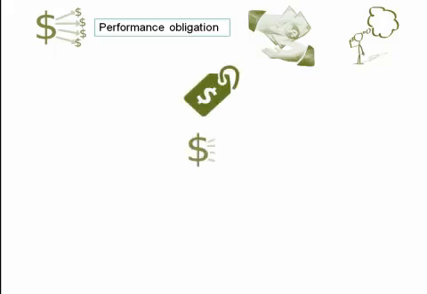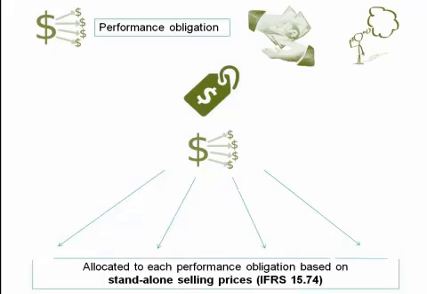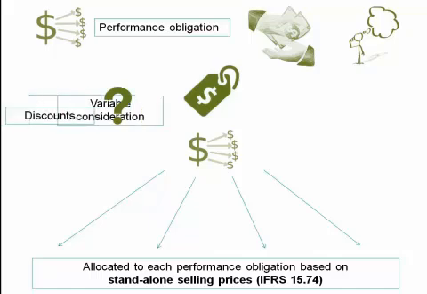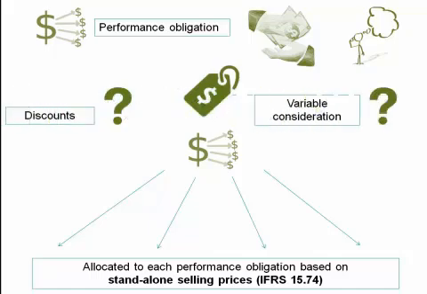To meet the allocation objective, an entity shall allocate the transaction price, as was determined in step 3 of the revenue model, to each performance obligation as identified in step 2 of the revenue model on a relative standalone selling price basis. What about discounts and variable consideration? I will address these in a moment.